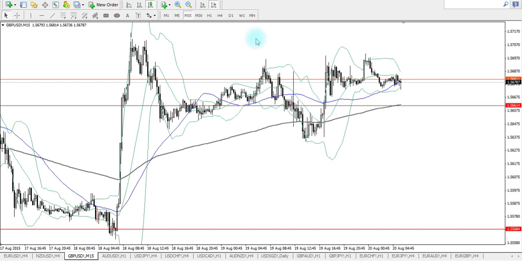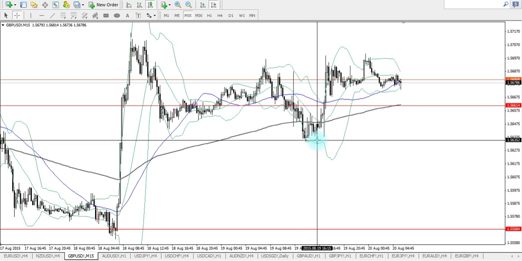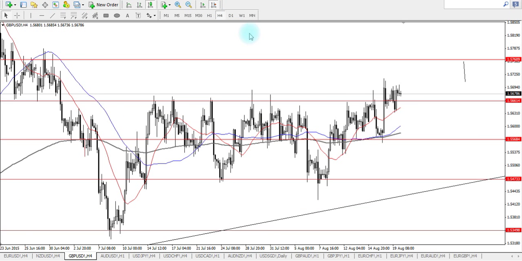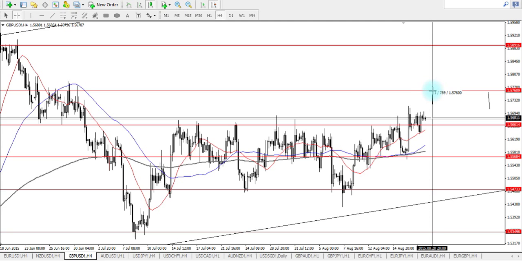But if you would like to go for a long trade right here, you may want to set your stop loss at least somewhere at the price of 1.5615, below this level. In case there's a spike coming down, you do not want to get stopped out for that. And of course, we are expecting the price to appreciate much further.